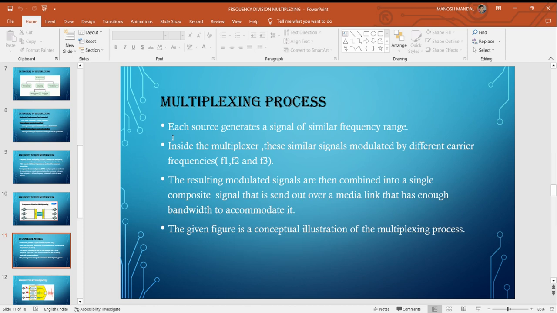Multiplexing process. Each source generates a signal of a similar frequency range. Inside the multiplexer, these similar signals are modulated by different carrier frequencies, F1, F2, and F3. The resulting modulated signals are then combined into a single composite signal that is sent over a media link that has enough bandwidth to accommodate it.